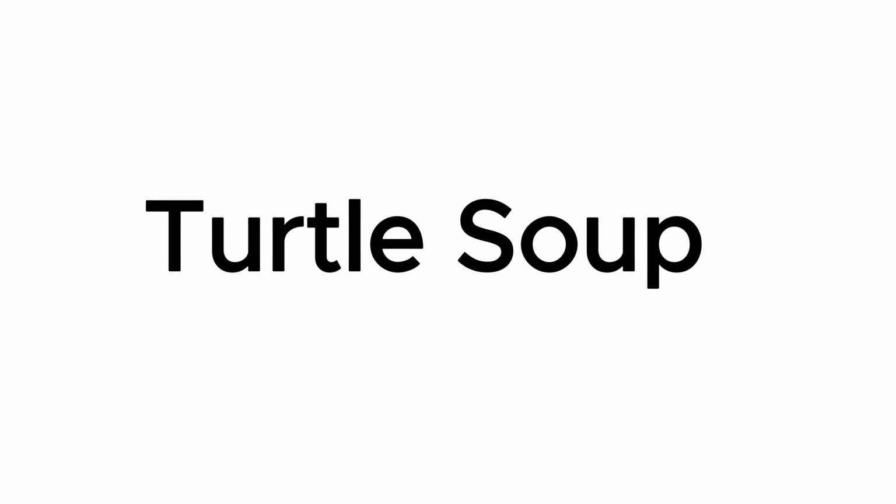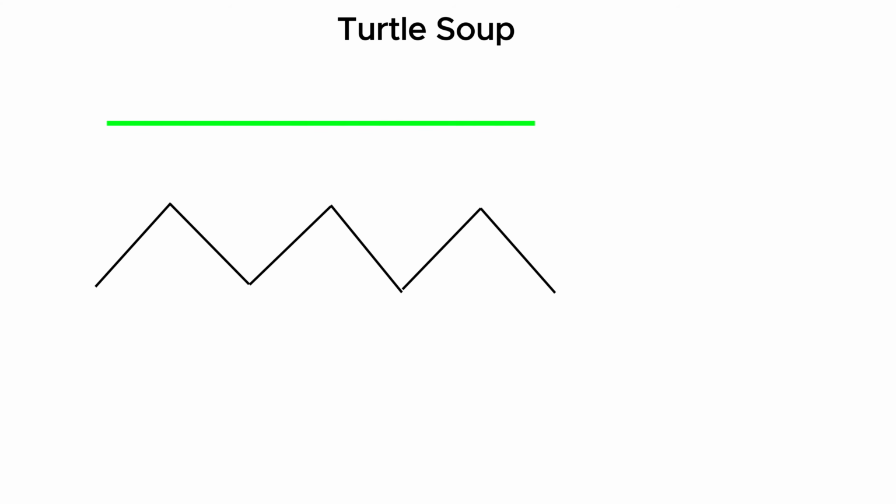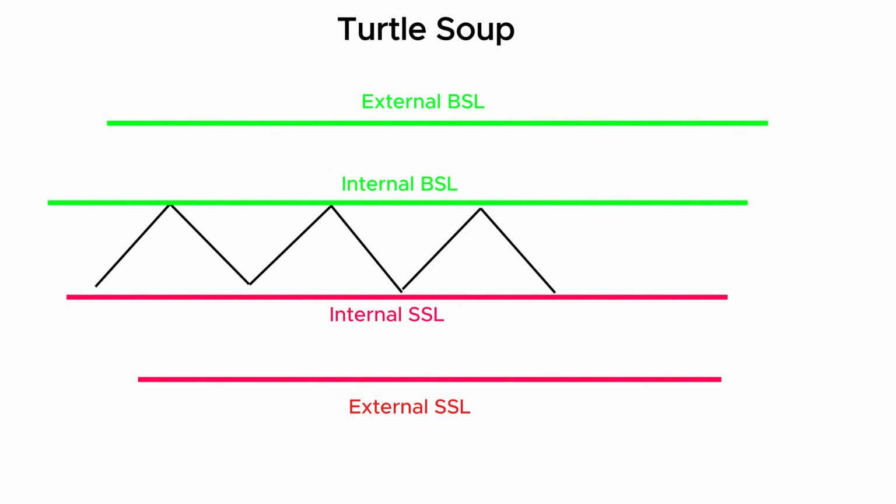The turtle soup. This concept is met when the current price consolidates between a range, while having important external levels, they could be points of interest like an external buy-side liquidity and external sell-side liquidity. At the same time, the ranging price action itself has internal buy-side liquidity and internal sell-side liquidity. This is the structure of the turtle soup.